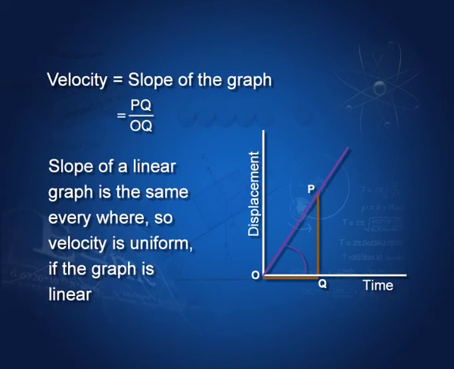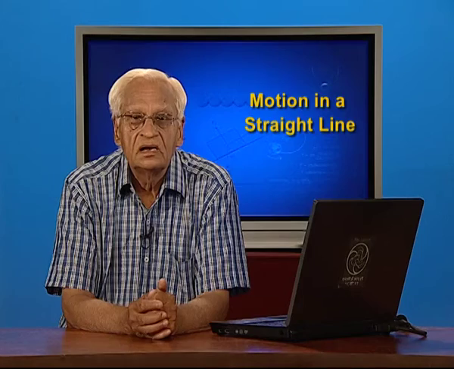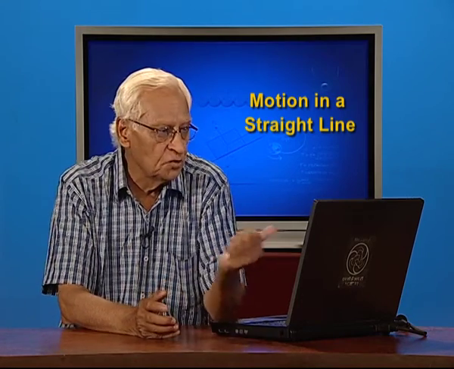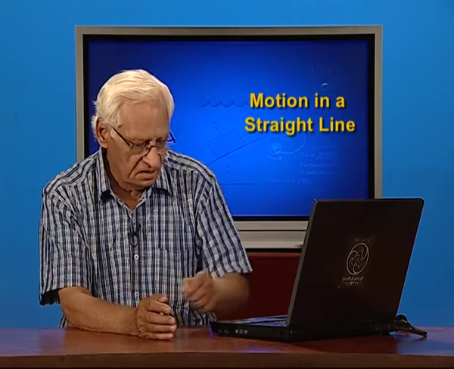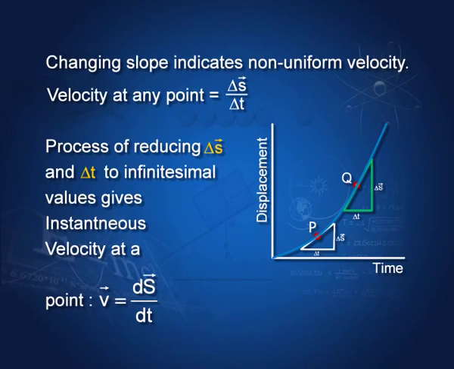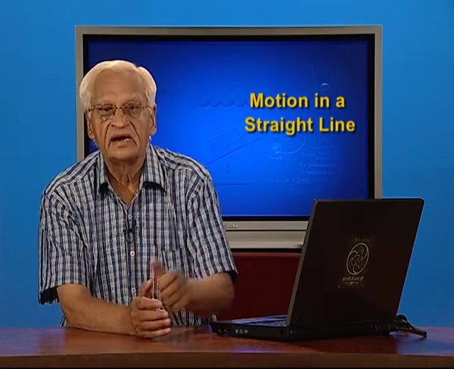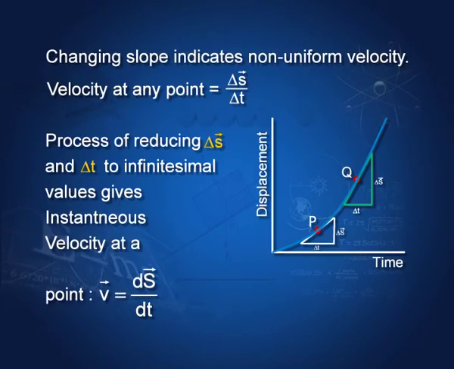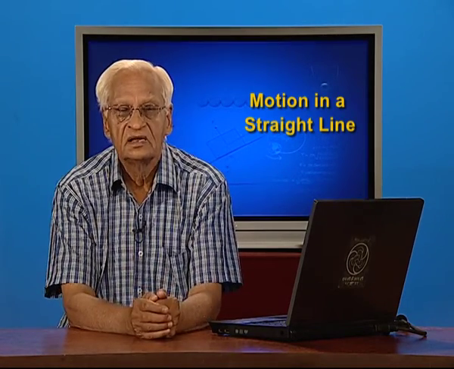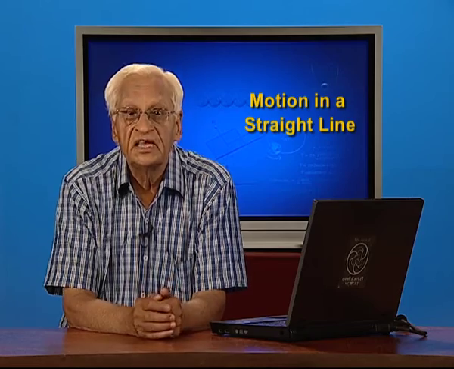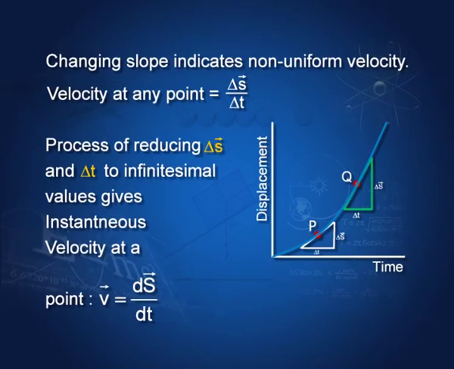Therefore, the velocity is uniform. However, if the graph is not linear as shown here, then the velocity at a point like P, for example, is found by the slope at P, that is delta S by delta t. At the point Q, the slope is found again by delta S by delta t, and you can see that the slopes at these 2 points are different. This means that the velocity is changing, it is not constant.